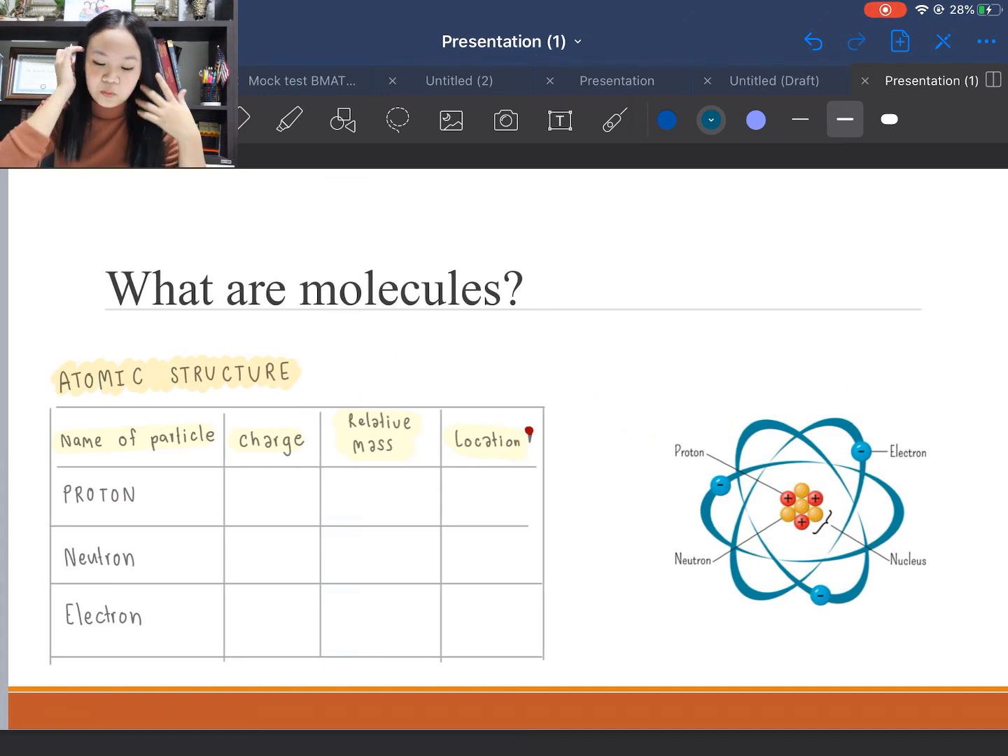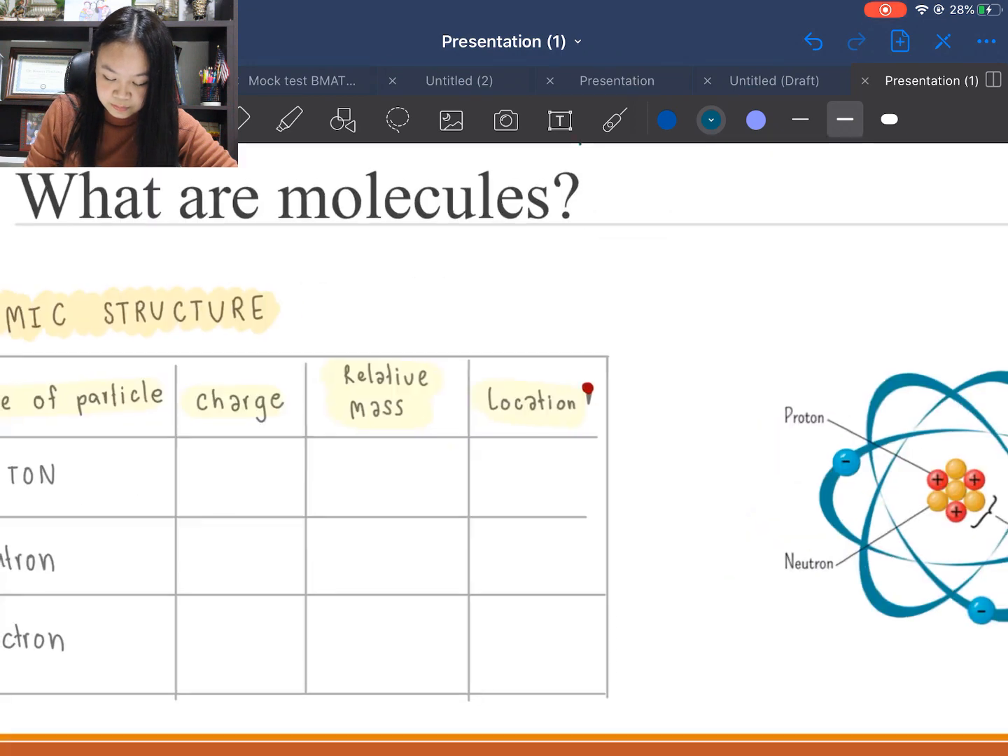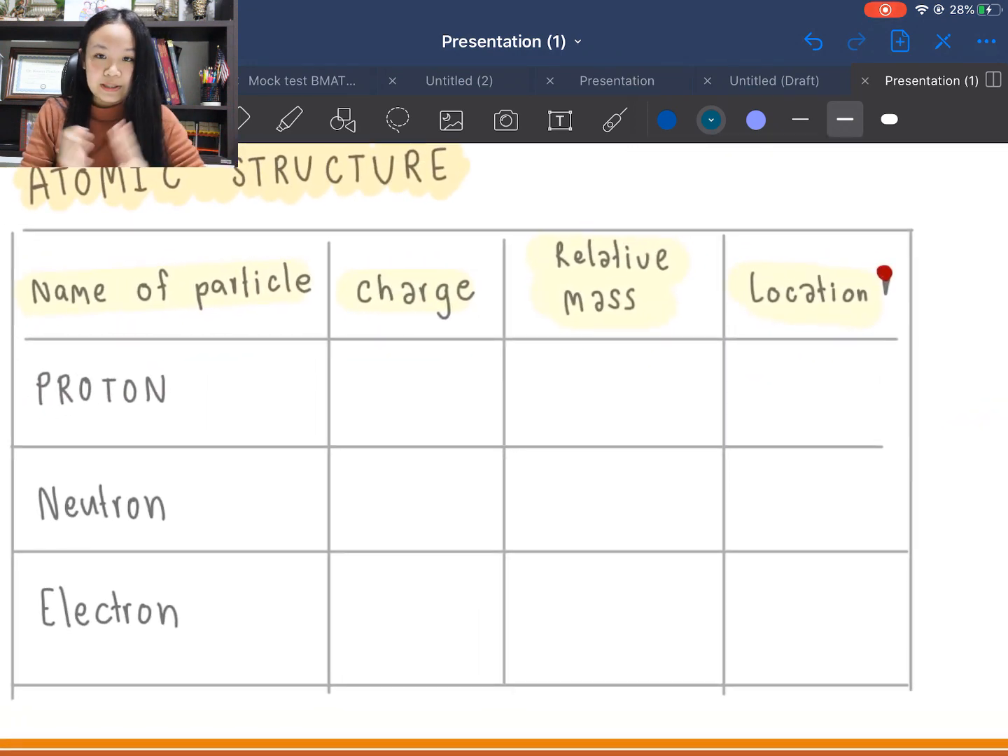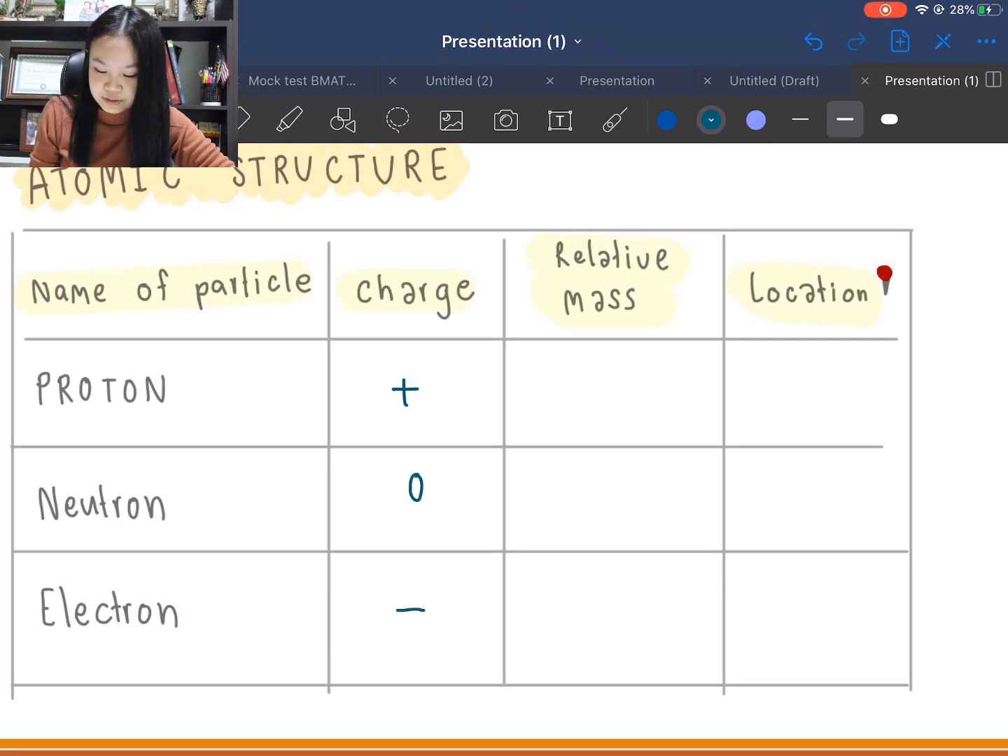Now our first one, what are molecules? First of all, I'm going to go through what we call the atom. An atom is a very small particle, and atoms compose together to give molecules. Whenever we talk about atomic structure, we have to think of 3 things: proton, neutron, and electron. Proton has a positive charge, and electron has a negative charge, which is really opposite, while neutron is in the middle, so it's 0. It doesn't have any charge.